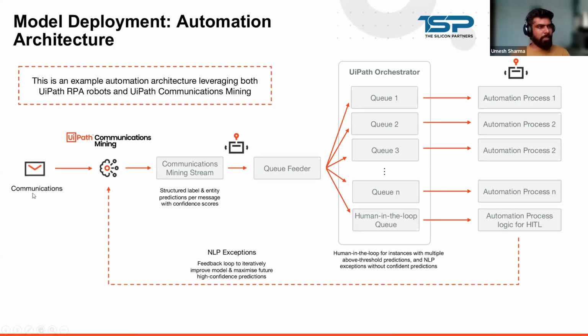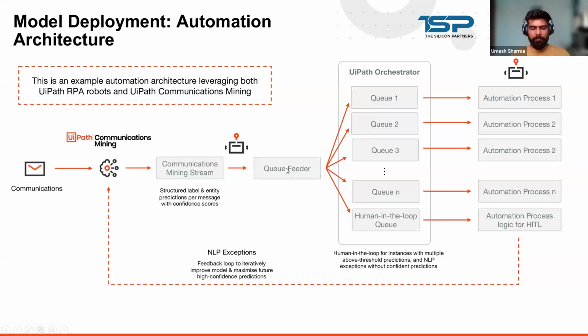Starting with communications, this is where the data sources will be connected with communication mining, and the data will be fed through the bot. Basically, for each message or each email, communication mining will predict the message. It will extract the structured information out of it with some confidence score. And based on that, once we have the information extracted from the messages or chats, the dispatcher bot will then feed the data into multiple queues.